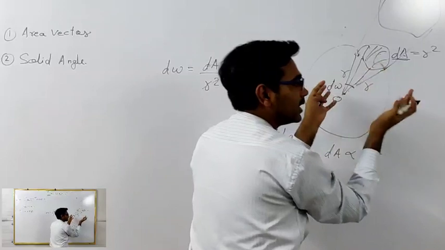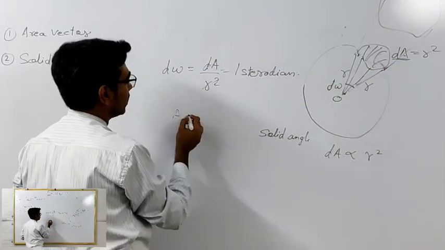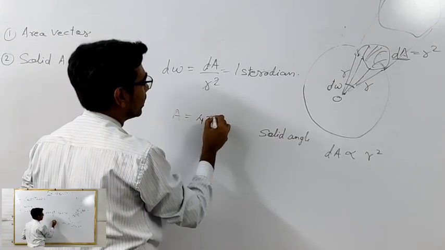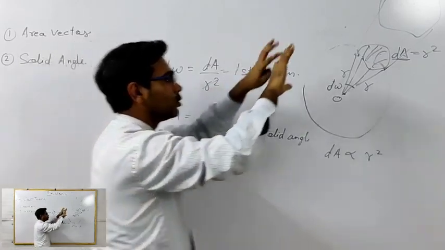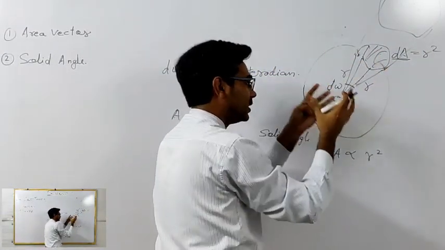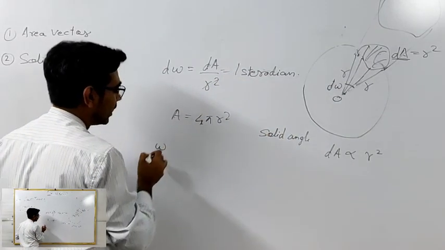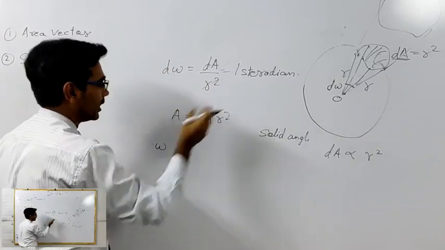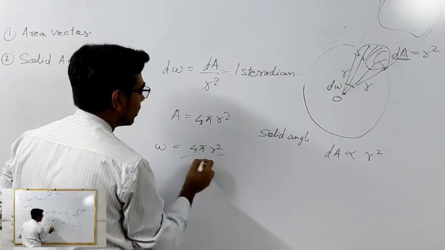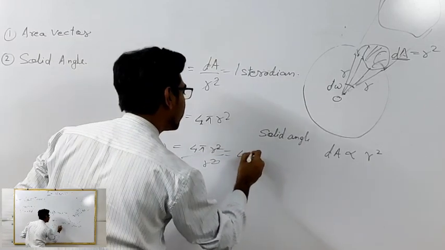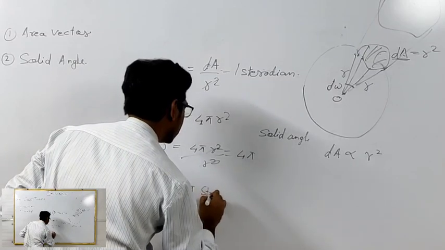If we consider the whole sphere, then the total surface area comes into place, and the total surface area of the sphere, that is the total A, is equal to 4 pi R square. Then the total surface area of the sphere will subtend the total solid angle. How much will it be? d omega for the small angle and omega for the total angle. 4 pi R square upon R square, the R square cancels, giving 4 pi. So omega is equal to 4 pi steradian.